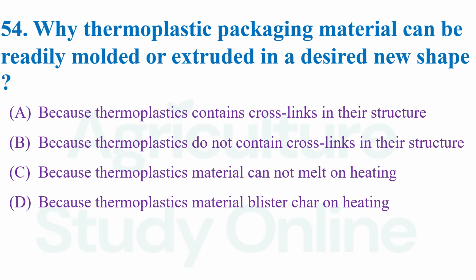Question number 54. Why can thermoplastic packaging material be readily molded or extruded into a desired new shape? First option, because thermoplastics contain crosslinks in their structure. So it is actually a characteristic of a thermosetting plastic.